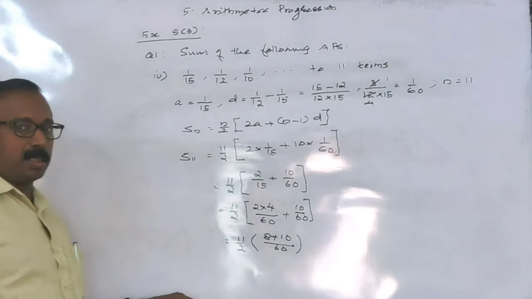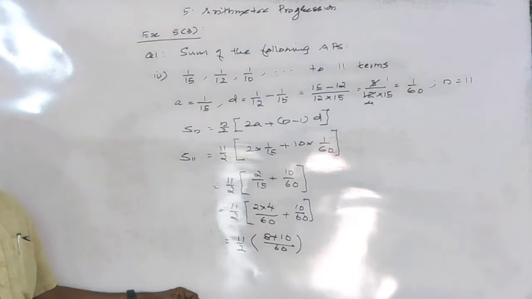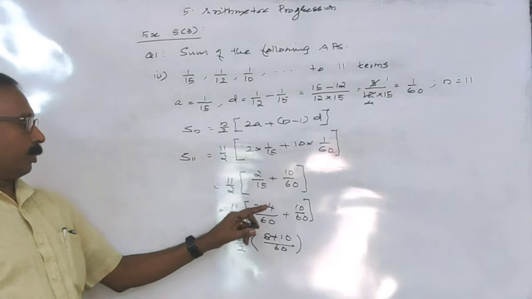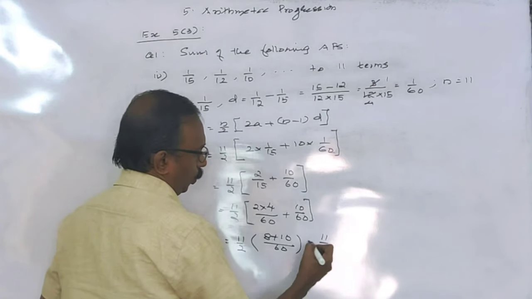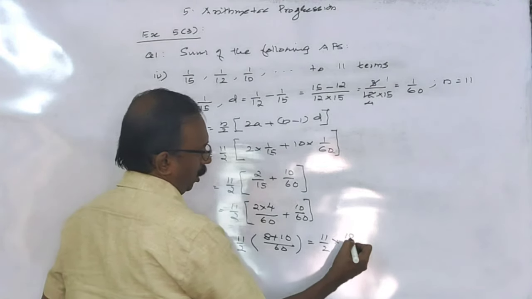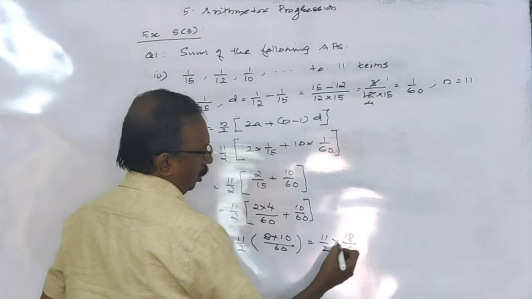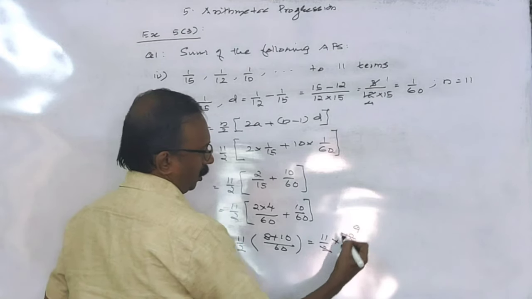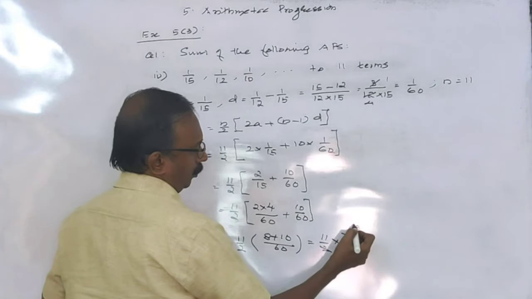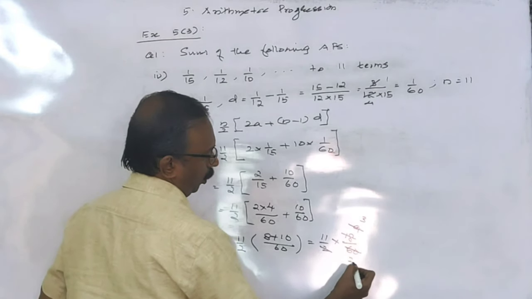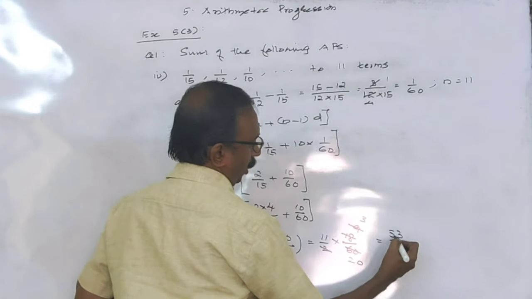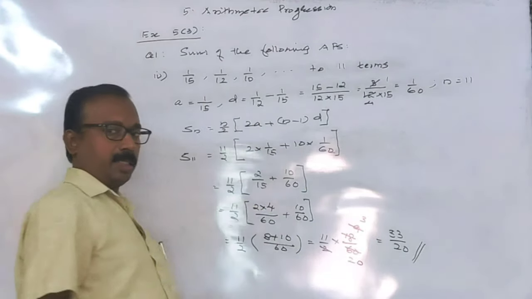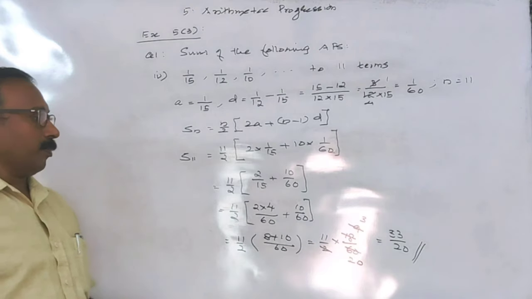If the denominators are the same, take one of the denominators and write the numerators together. So 2 × 4, 8 plus 10. So we have 11/2 × 18/60. Here 2, 9 times. Now 3, 20 times. So 33 divided by 20. This is the answer, isn't it? 33/20.